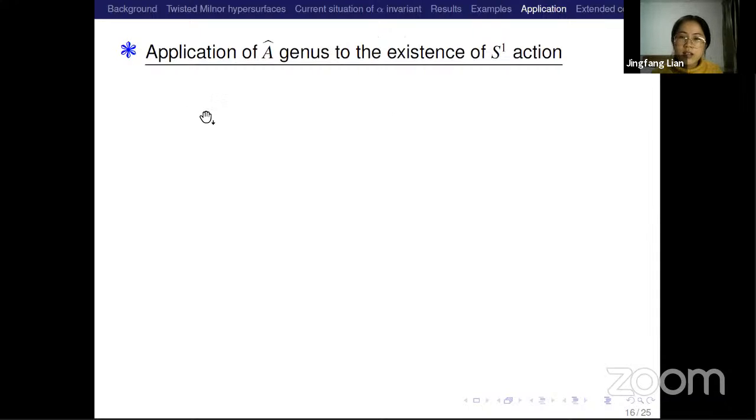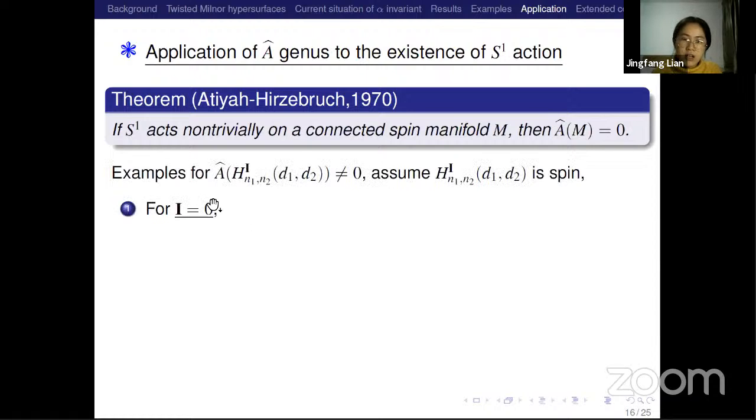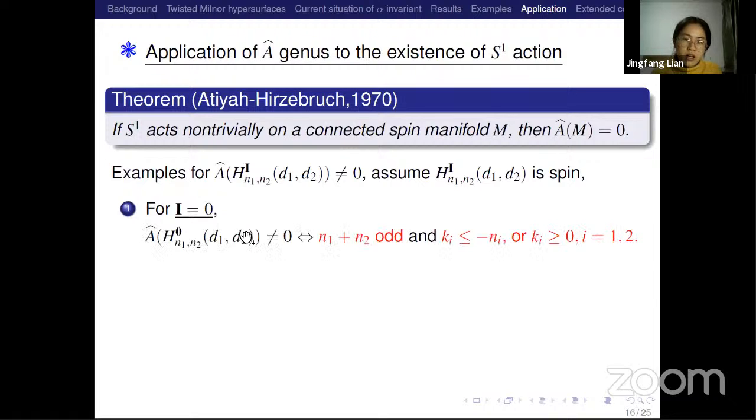And in this part, I would say something about the application of the A genus and alpha invariant. First is the circle action. In the 1970s, Atiyah and Hirzebruch gave a result that if a circle acts non-trivially on a connected spin manifold, then the A genus vanishes. Here we give some examples where the A genus does not vanish, and it is also spin. For the sequence of integers all zero, which we just discussed in the examples, we can also give the sufficient and necessary conditions for the A genus to be non-vanishing.